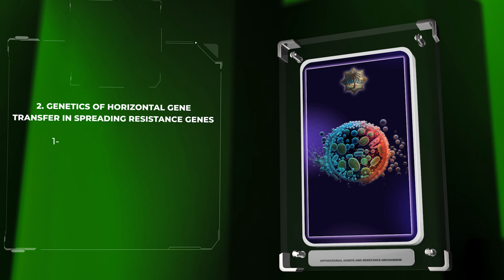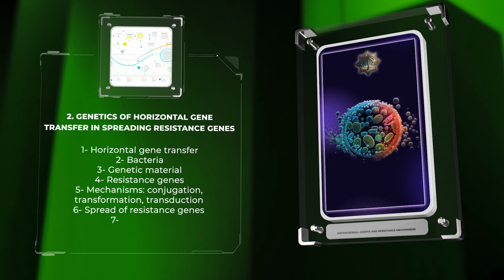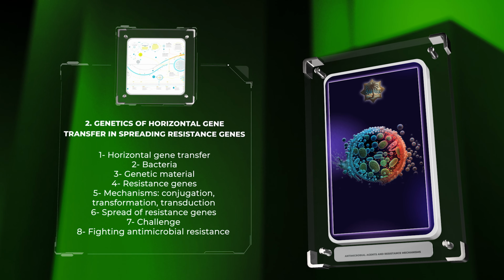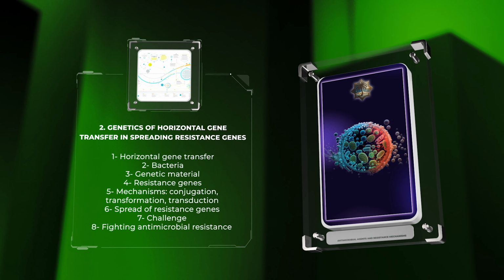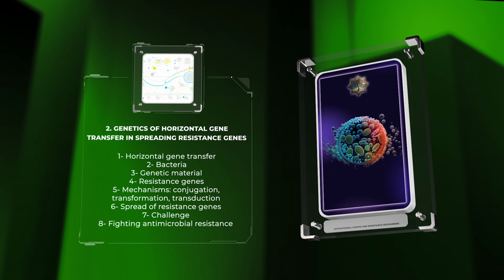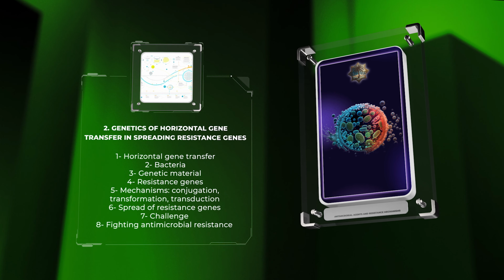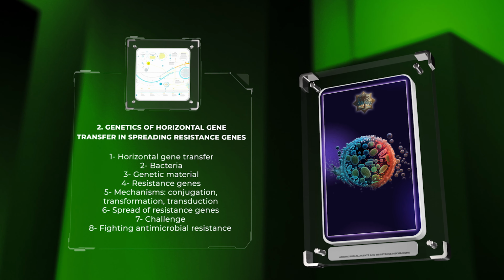In the video, we will discuss horizontal gene transfer, a process where bacteria exchange genetic material, including resistance genes. There are three main mechanisms: conjugation, transformation, and transduction. This spread of resistance genes is a major challenge in fighting antimicrobial resistance.